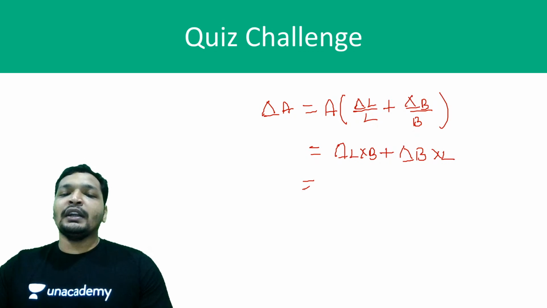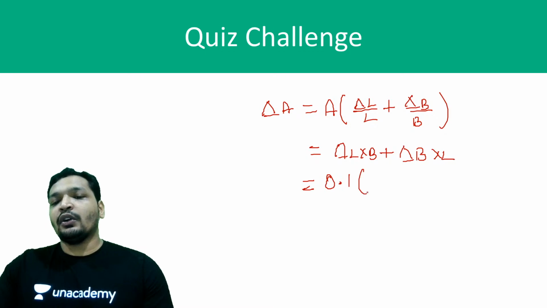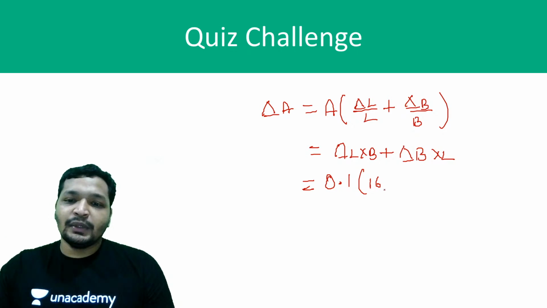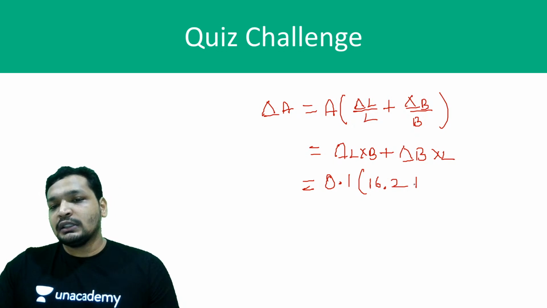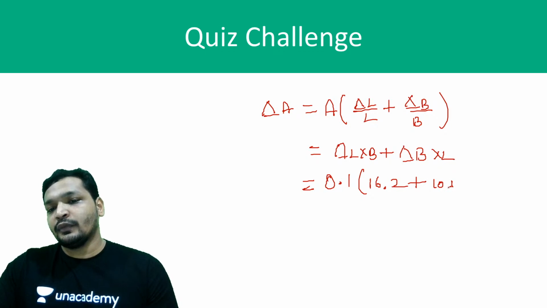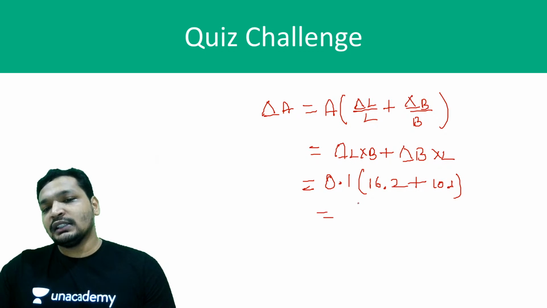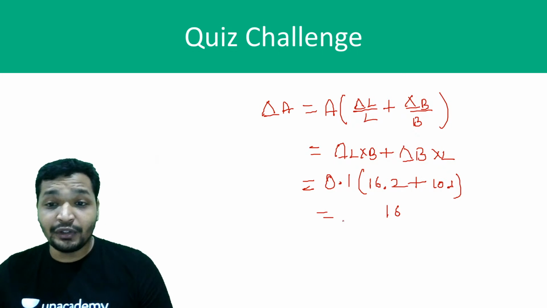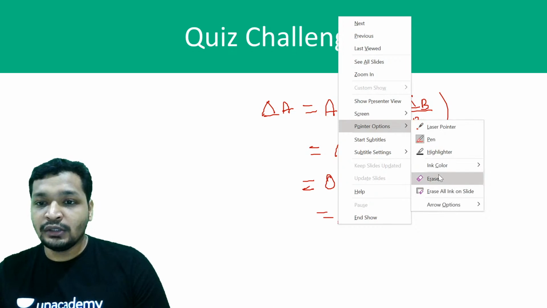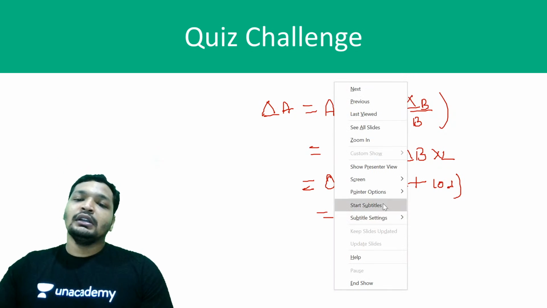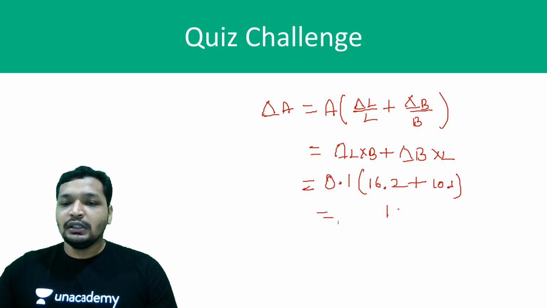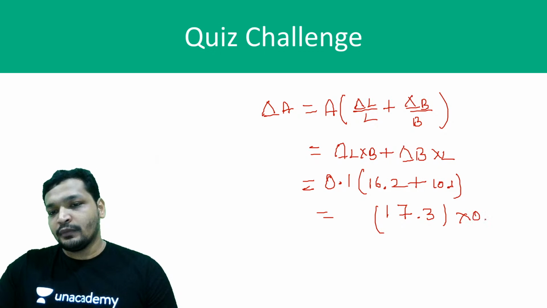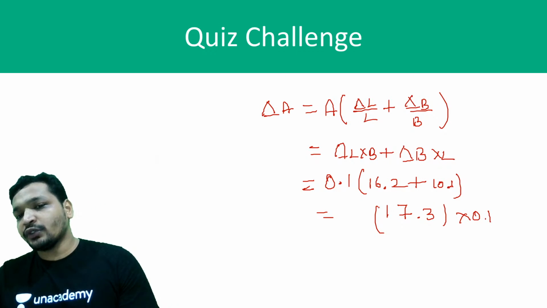This is 0.1. If you notice, you can take it out as common, or you can just do 16.2, and that could be even easier. And this is how much? 10.1. Right? So how much does that give you? This gives you anywhere around 17.3. I'm sorry, guys, that should be 17.3 into 0.1. Correct? 16.2 plus 10.1.